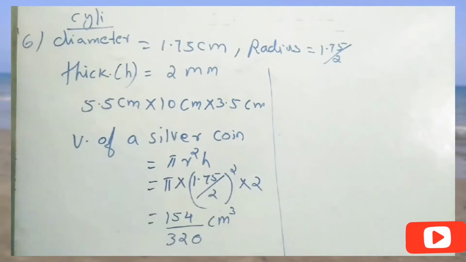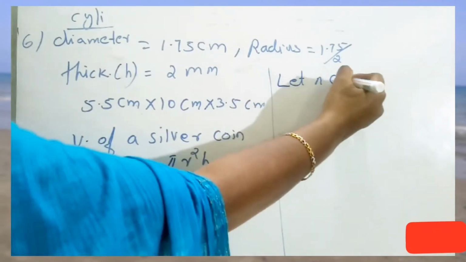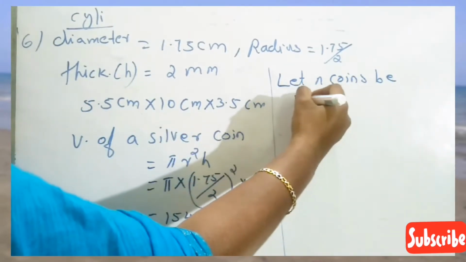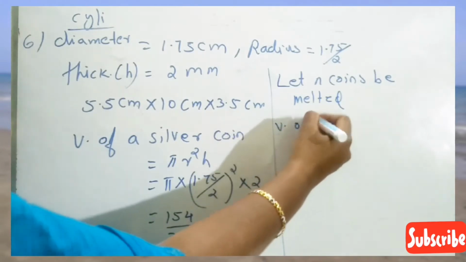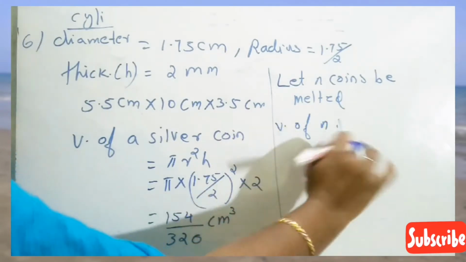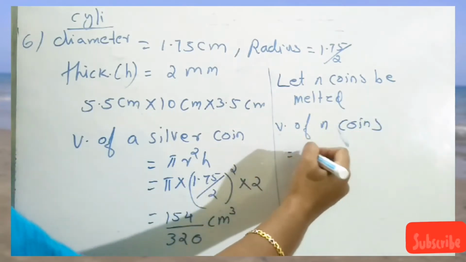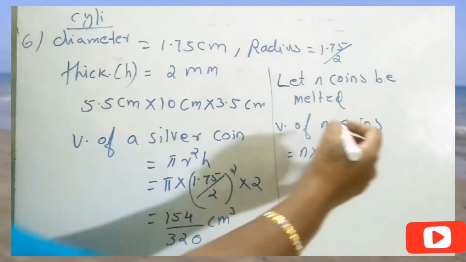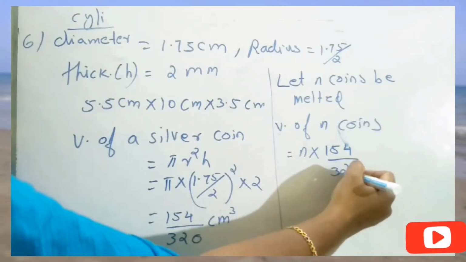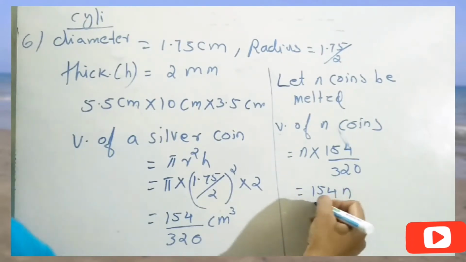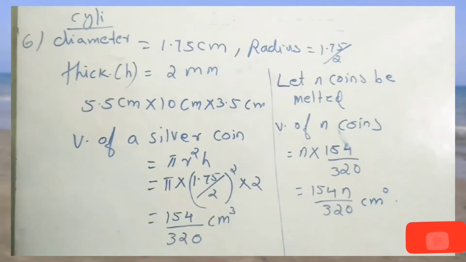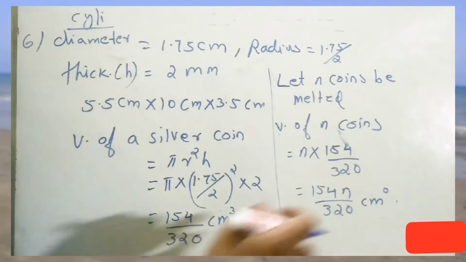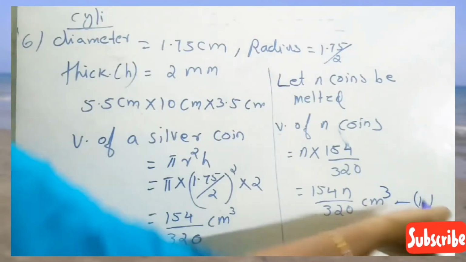Now let n coins be melted. Then the volume of n coins is equal to n into the volume of one coin, that is n into 154 divided by 320, which is 154n divided by 320 centimeter cube. This is the volume of n coins. Consider it as equation number 1.